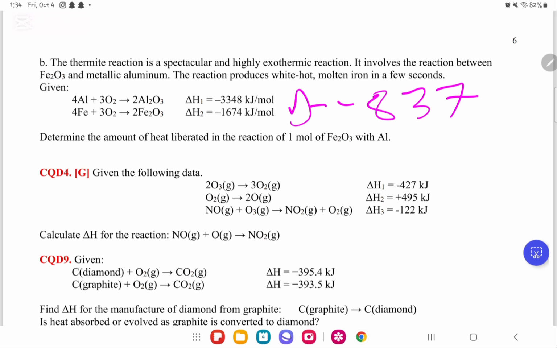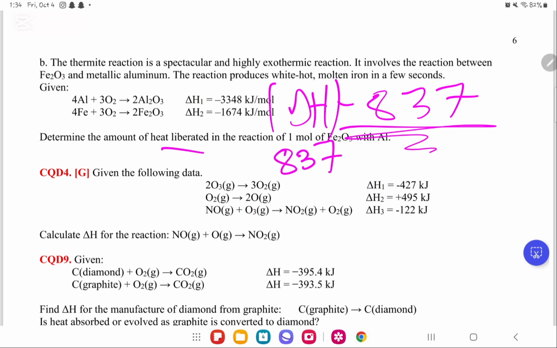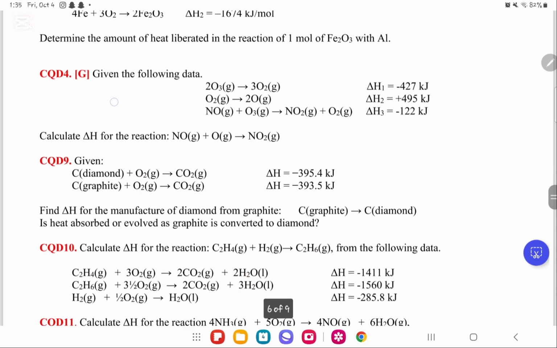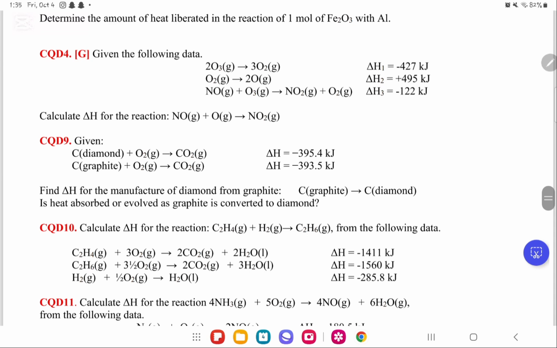So the heat is negative 837 delta H. Okay? Now determine the amount of heat liberated. Whenever they ask for the amount of heat liberated, we know it is negative, so it's exothermic. It's gonna be on the product side. So the amount of heat on the product side is 837, not negative, because if you write the equation, it's gonna be reactants gives us products plus 837. So 837.